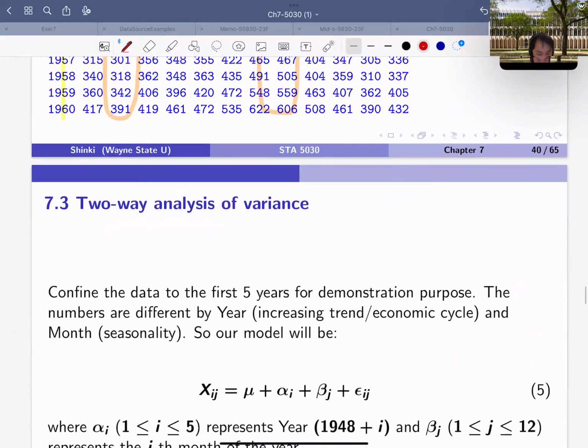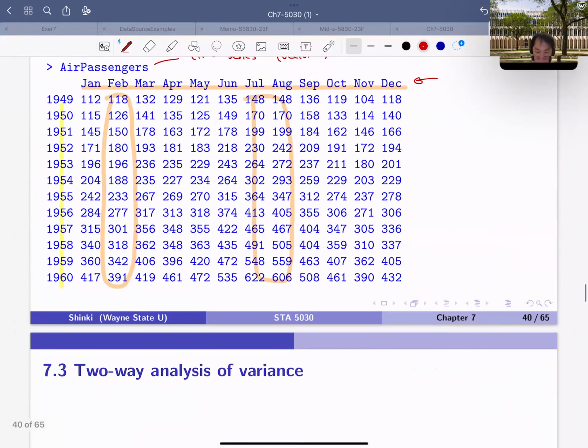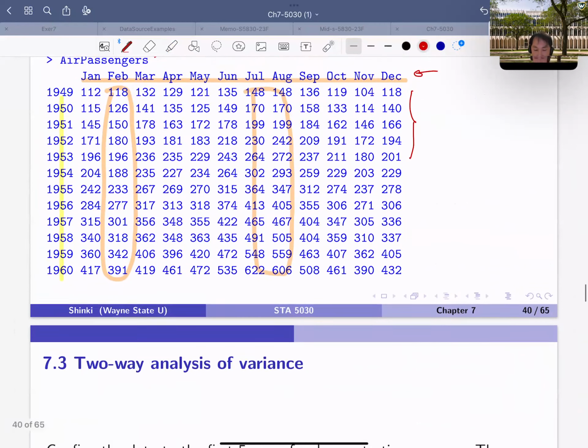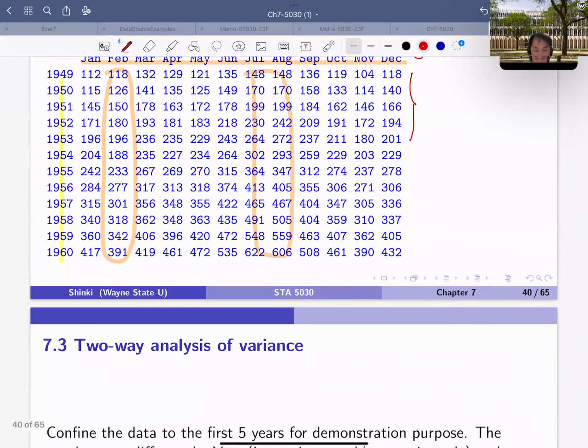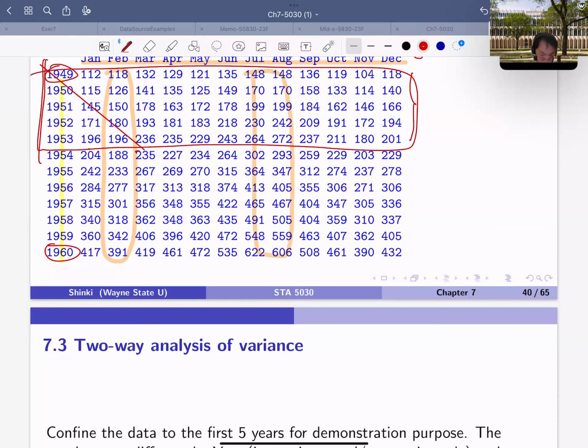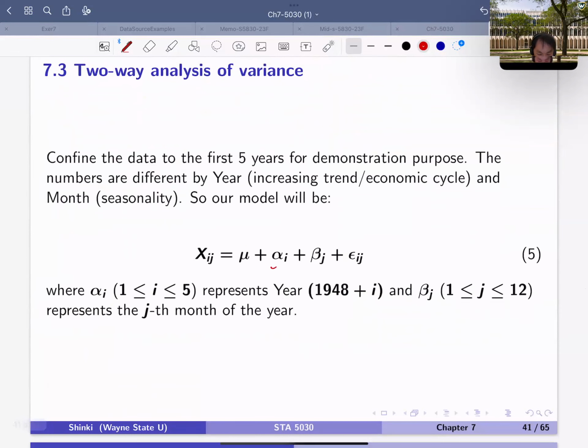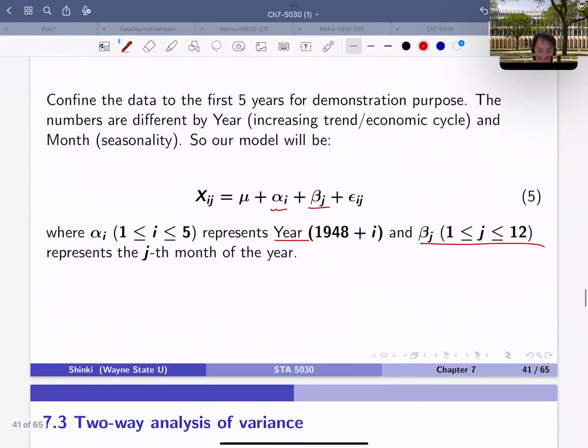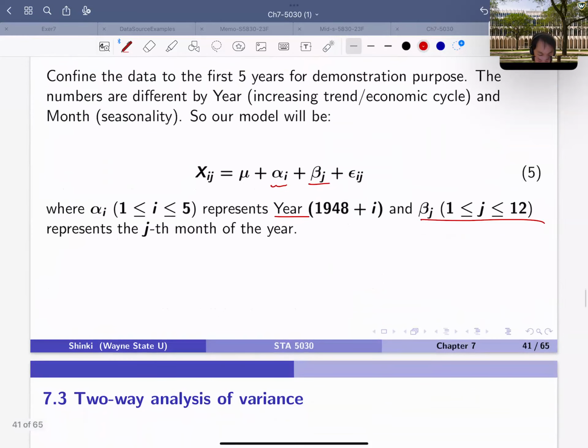So that seasonality can be expressed by the months as a factor. Just as a toy example, we select these 5 years. If we use every year, then it's almost obvious that we have more passengers in 1960 than 1949. So we just use the first 5 years of data. And we set alpha_i as year and beta_j as month, and we want to see if these are significant factors.